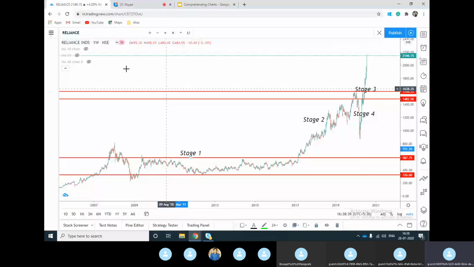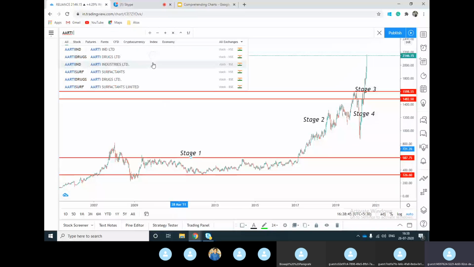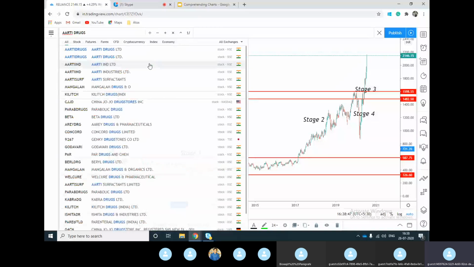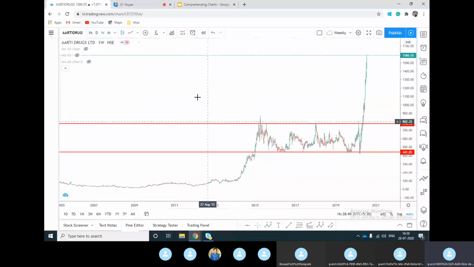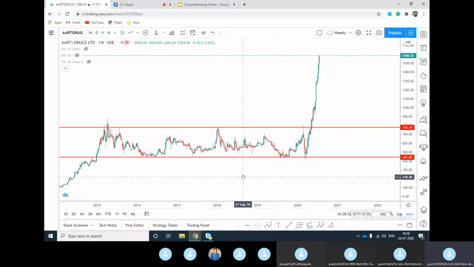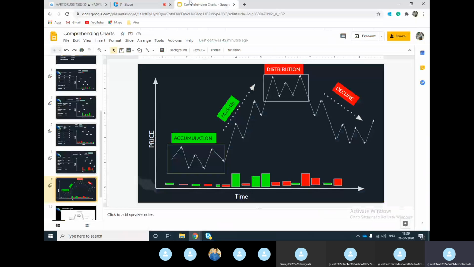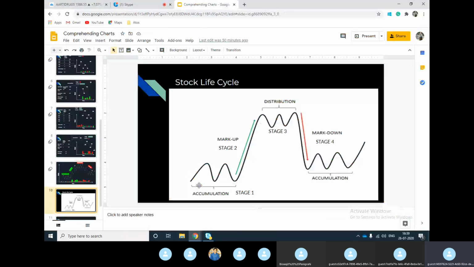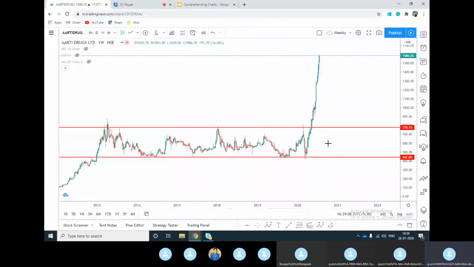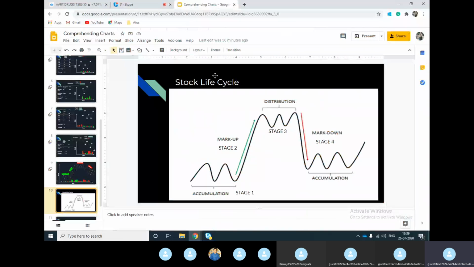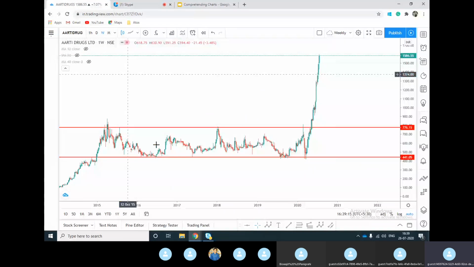Let's open Aarti Drugs. It is a very good stock. Tell me, at what stage is this particular stock? Before that, I want to show you again: accumulation stage, stage 2, stage 3, stage 4. If you understand this, then half of the job is done. The next thing you want to see is when to buy, at what price to buy. So do you see anything here?